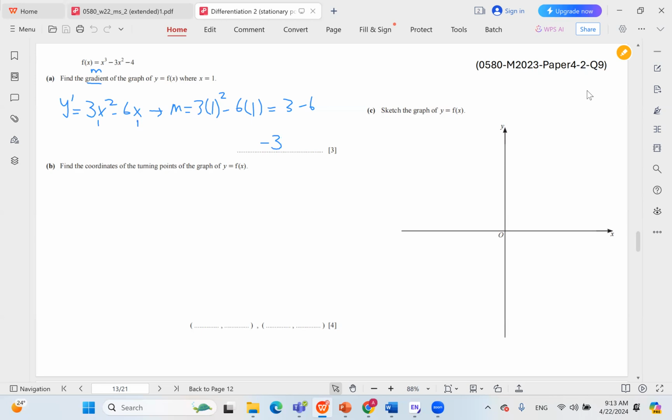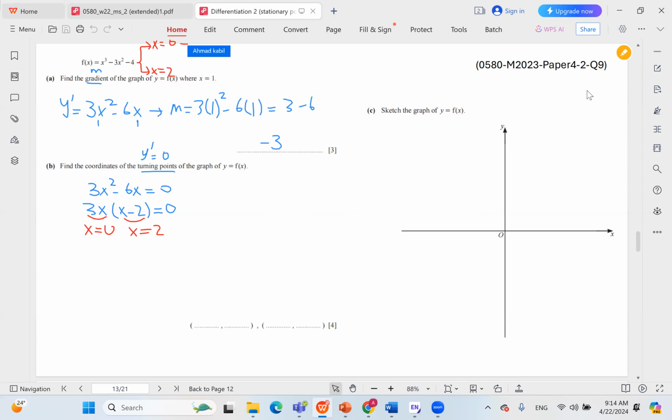In B, we are asked to find the coordinates of the turning points of the graph. So the turning points have the property of y dash equals 0. So we're just going to set our y dash to 0. So 3x squared minus 6x equals 0. And 3x times (x minus 2) equals 0. So therefore, either x equals 0 from this, or x equals 2. Having obtained the x values, we go back to the original equation and we plug in x equals 0 and x equals 2.